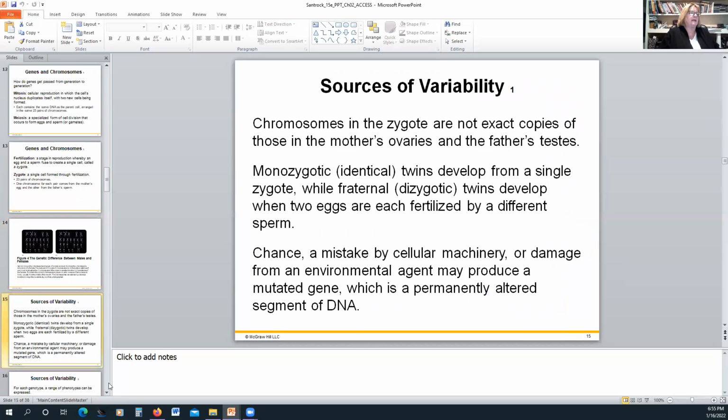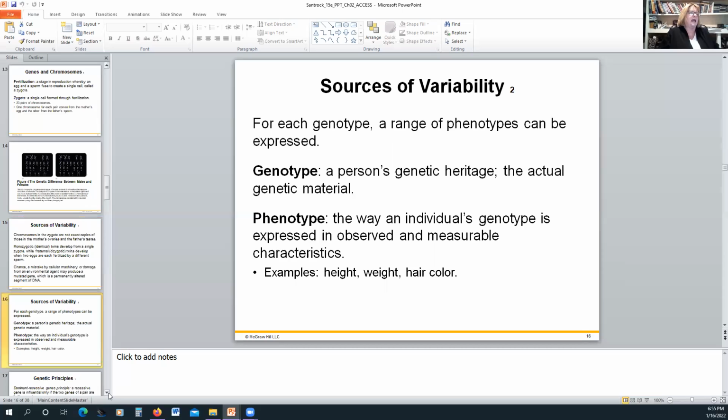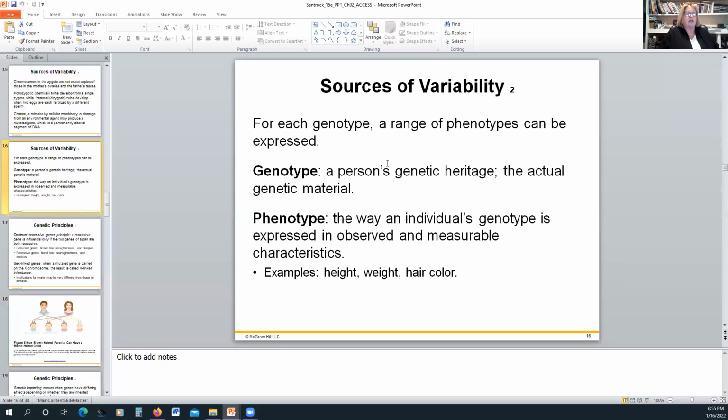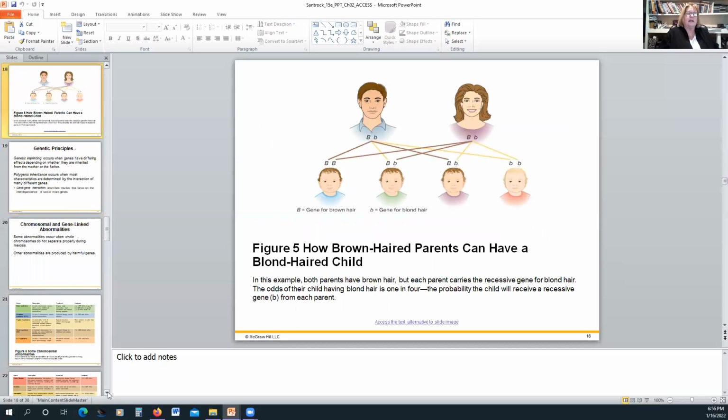We talked about variability, looking at twins, and how those things happen. The genotype and the phenotype: what do we see versus the genotype, what is their genetic makeup? The phenotype, what do we see? And again, just some basics about genetics. Those of you that love science, don't go crazy. It's a very, very basic genetics section there.